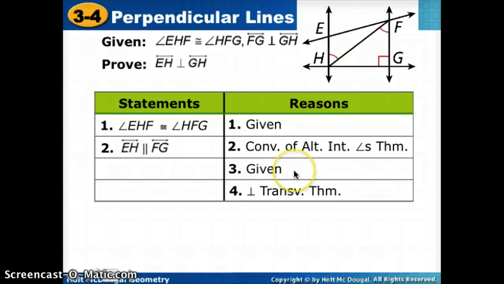Okay, the next line says given again. Since we already used the first piece, we're not going to reuse it. Now we're going to use the second piece of given: FG is perpendicular to GH is going to be our next given. And our next one says the perpendicular transitive theorem. So we're trying to figure out what the perpendicular transitive theorem says. We want to look for a connection. So I see a connection here. If EH is parallel to FG, and FG is perpendicular to GH, then GH should also be perpendicular to EH.